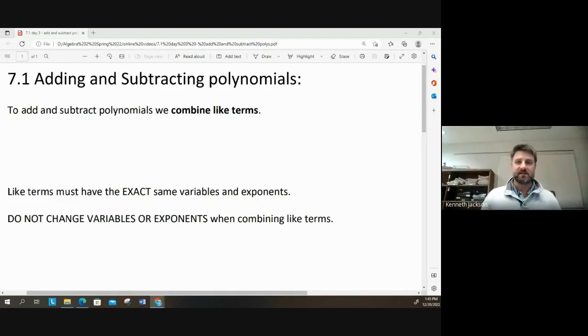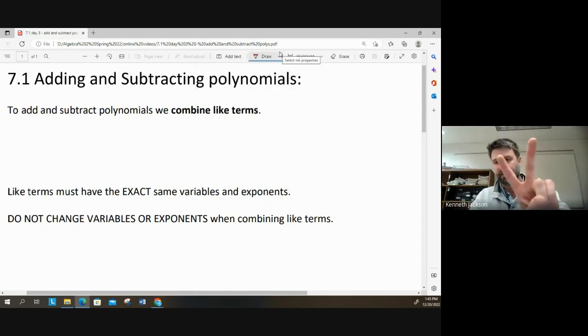These are notes for section 7.1, adding and subtracting polynomials. This is the third video talking about adding and subtracting polynomials. And in the first two, we did no adding and subtracting. We had to pick up a lot of vocabulary words like monomial, binomial, trinomial, polynomial, degree, and then writing them in the correct order. That is all in preparation to add and subtract these polynomials together.